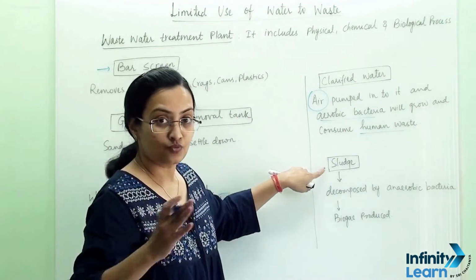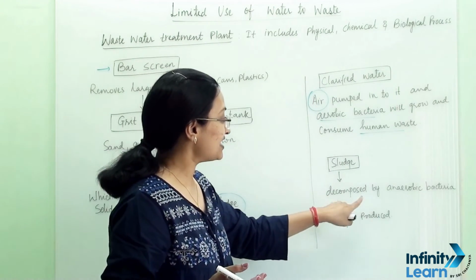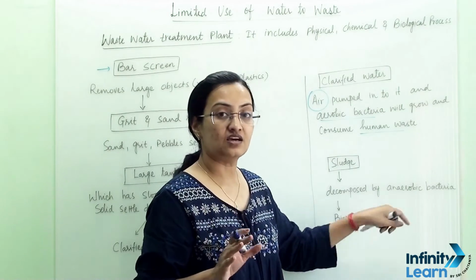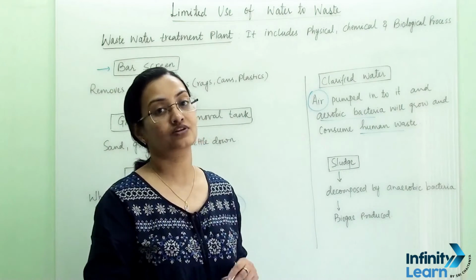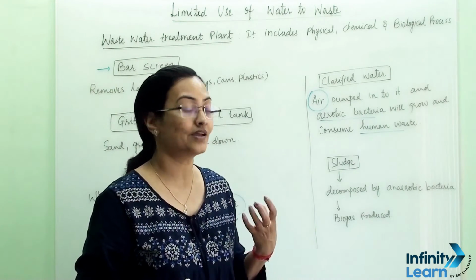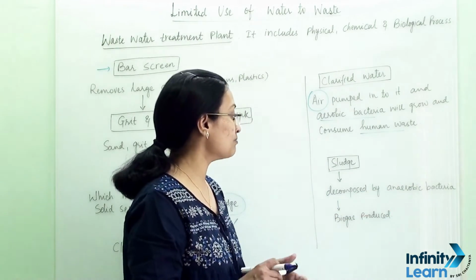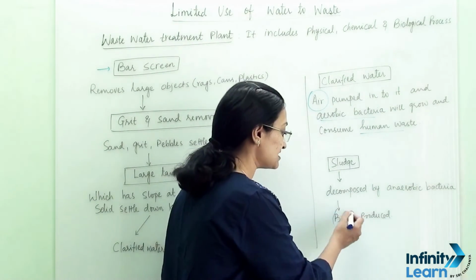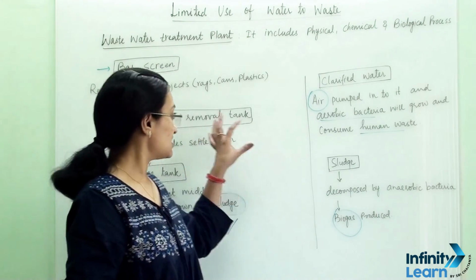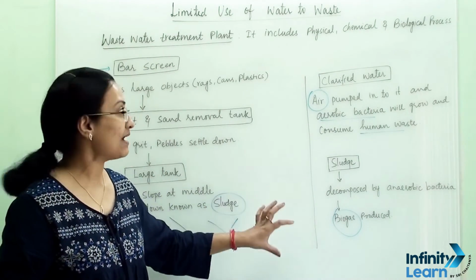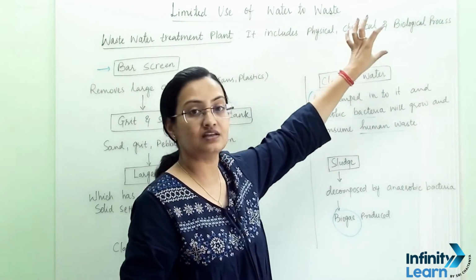Then the sludge. We treat sludge differently from clarified water. Here it gets decomposed by anaerobic bacteria. We do not need to pump air here because anaerobic bacteria do not use air for respiration. In the absence of air they can grow, so that's why they are known as anaerobic bacteria. These anaerobic bacteria produce biogas. This biogas we can use as household fuel. So this is how the whole water treatment happens, and three types of processes are involved: physical, chemical and biological.